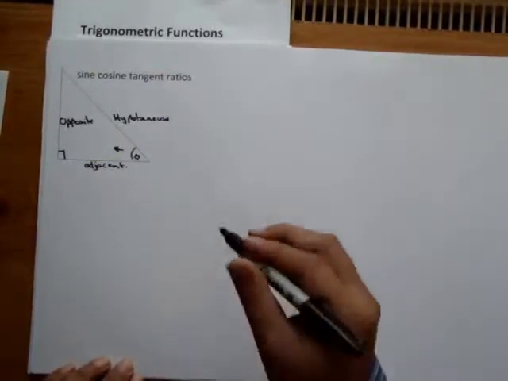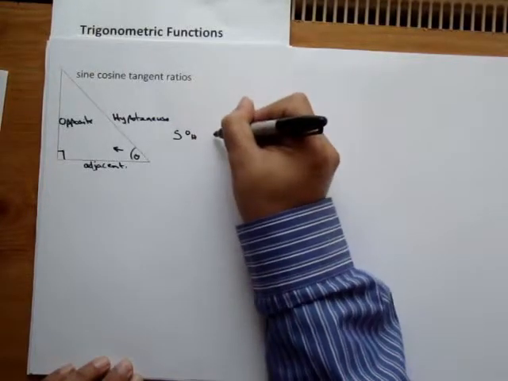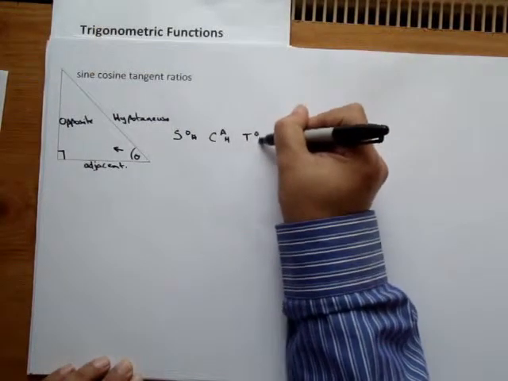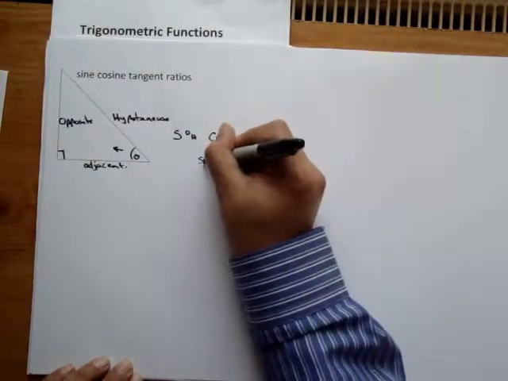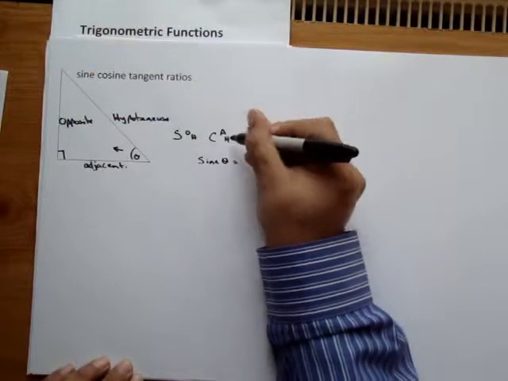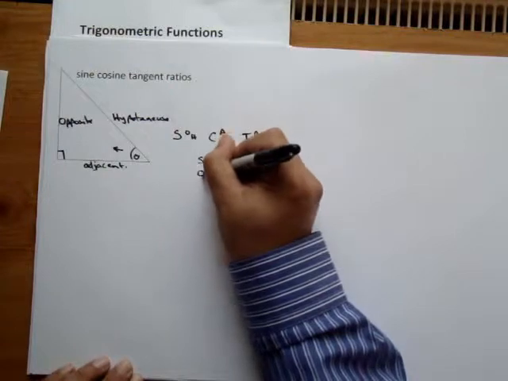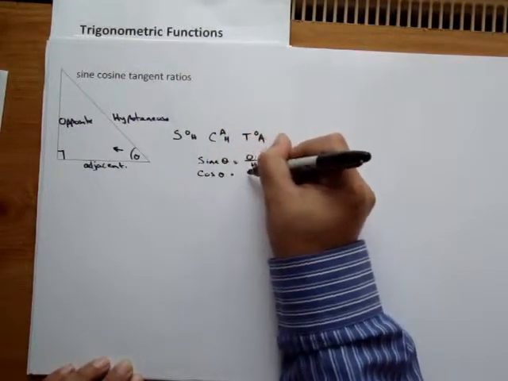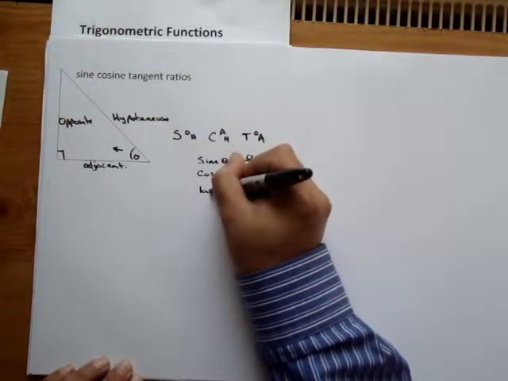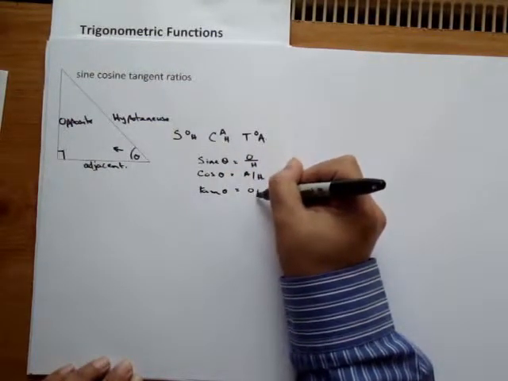Students usually remember these ratios using SOH CAH TOA. So for sine theta, it's opposite over hypotenuse. Cosine theta, it's adjacent over hypotenuse. And for tan theta, it's opposite over adjacent.